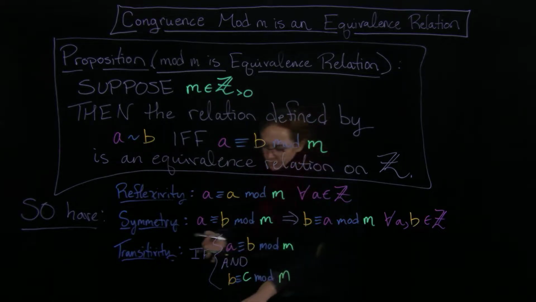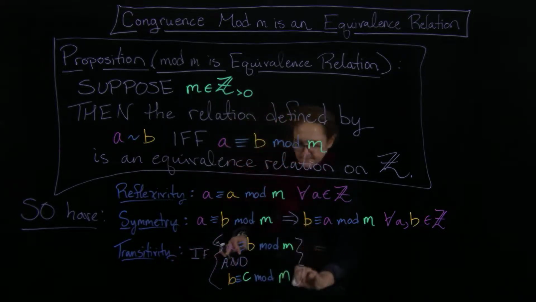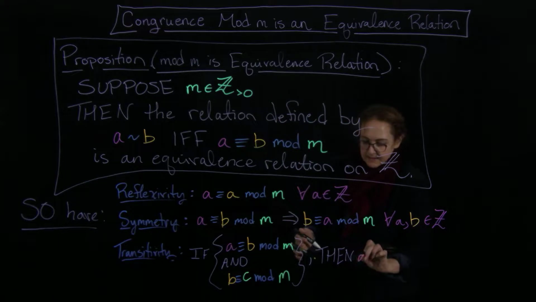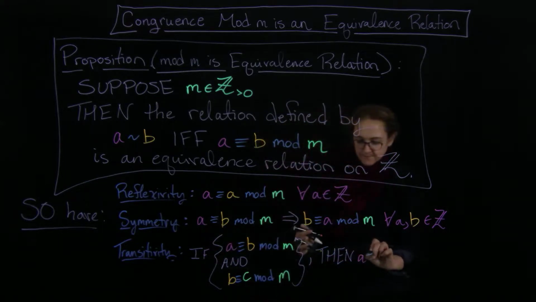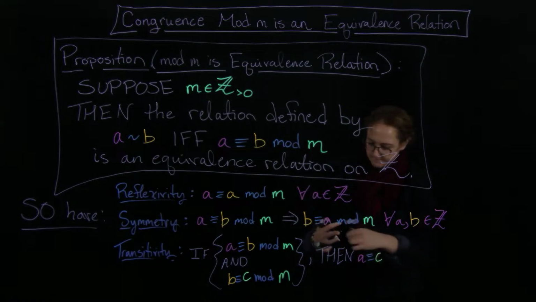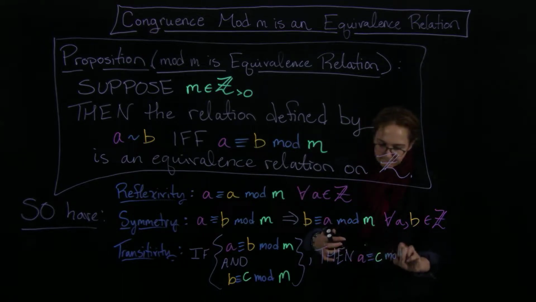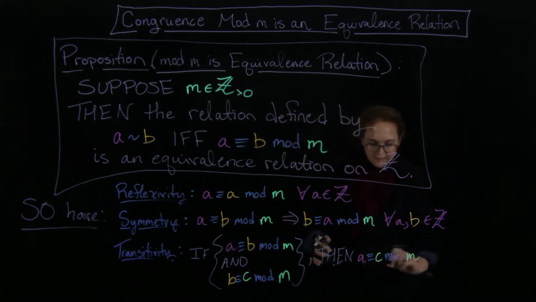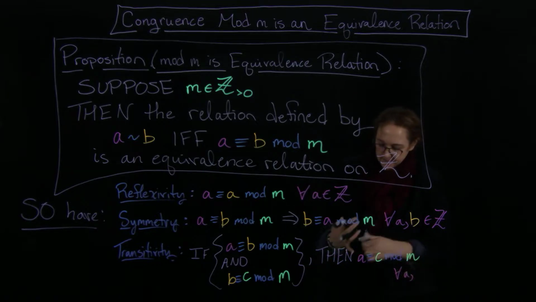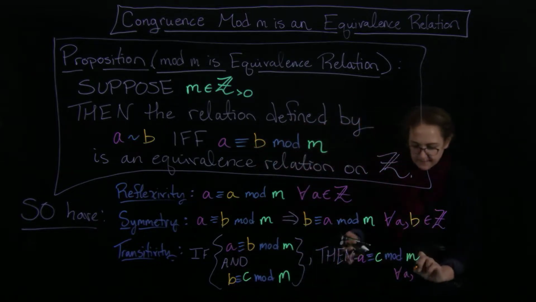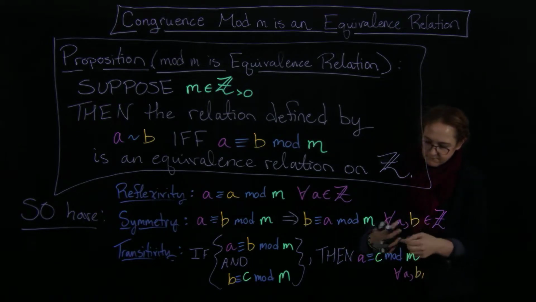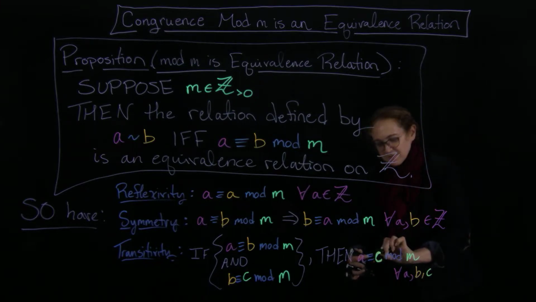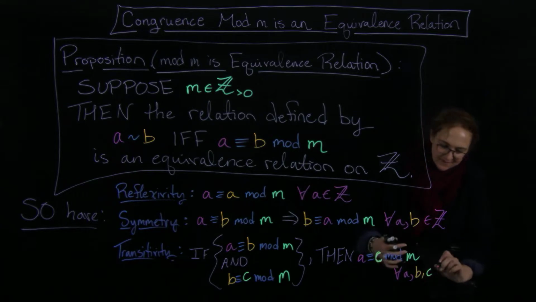so if both of these hold, then we can say that A has to be congruent to C. So then I have that A is congruent to C mod m, and this works for all A, B, and C in the integers.